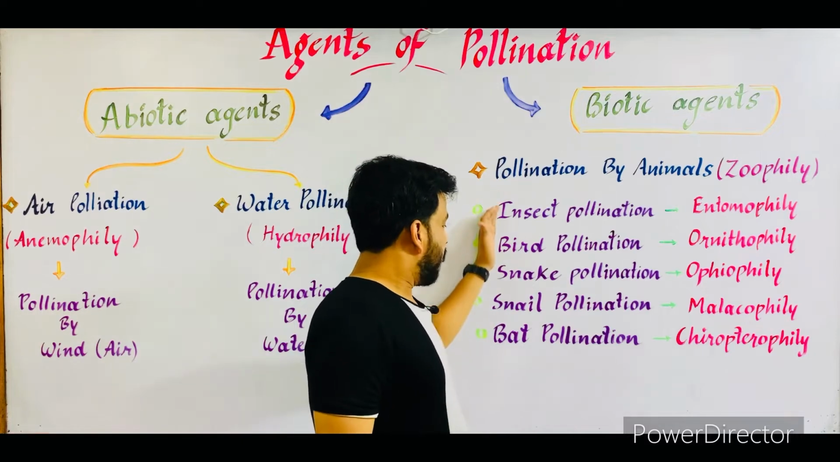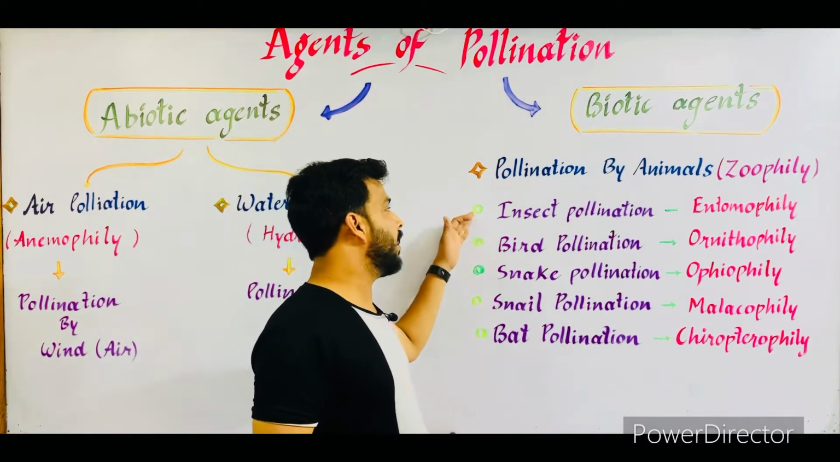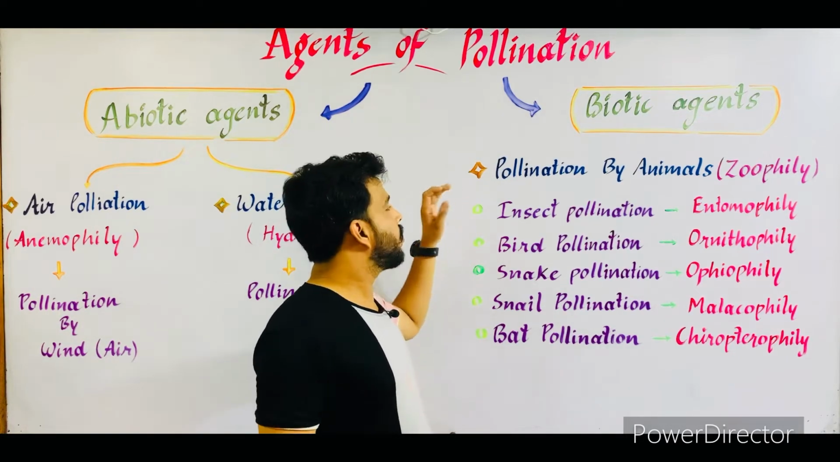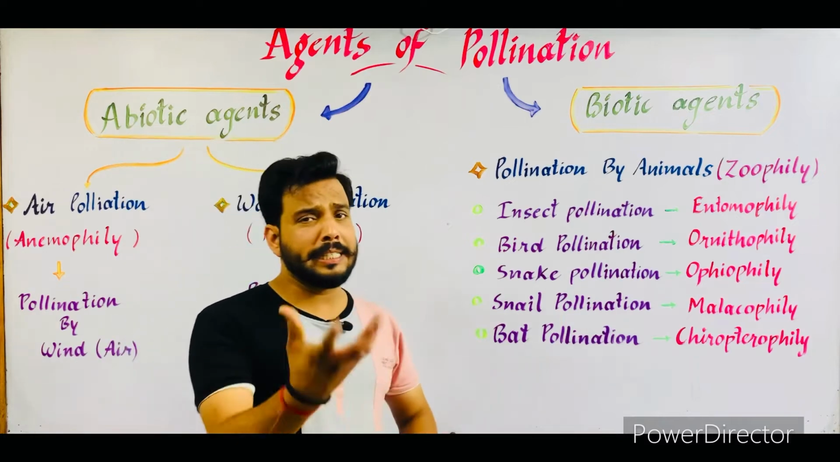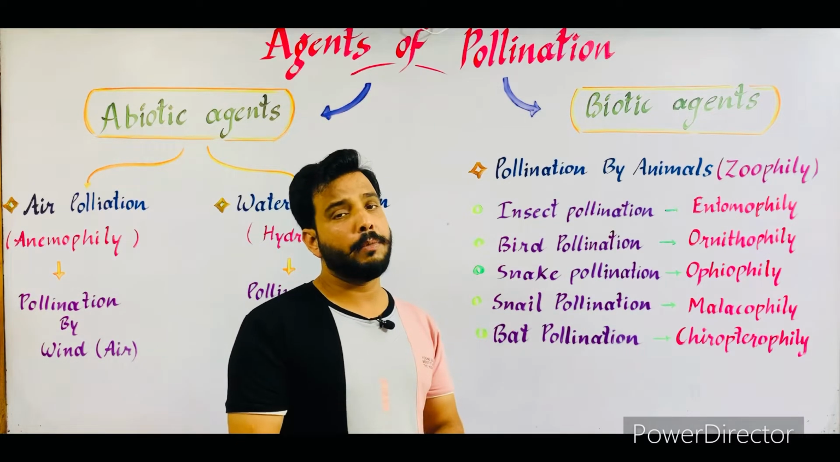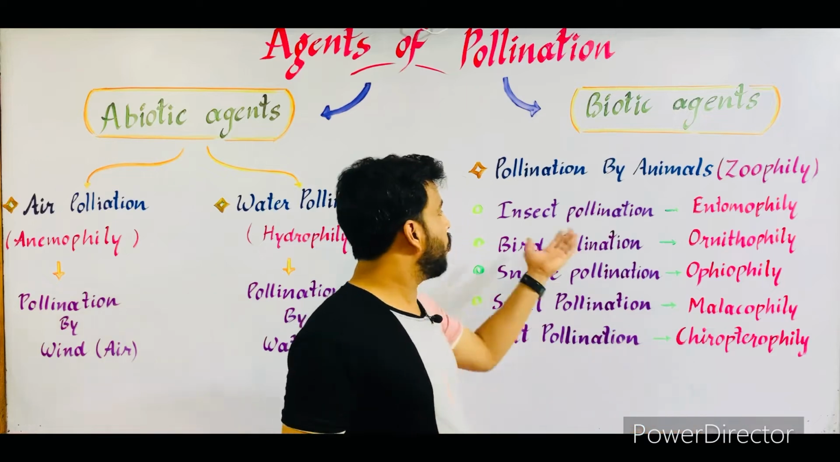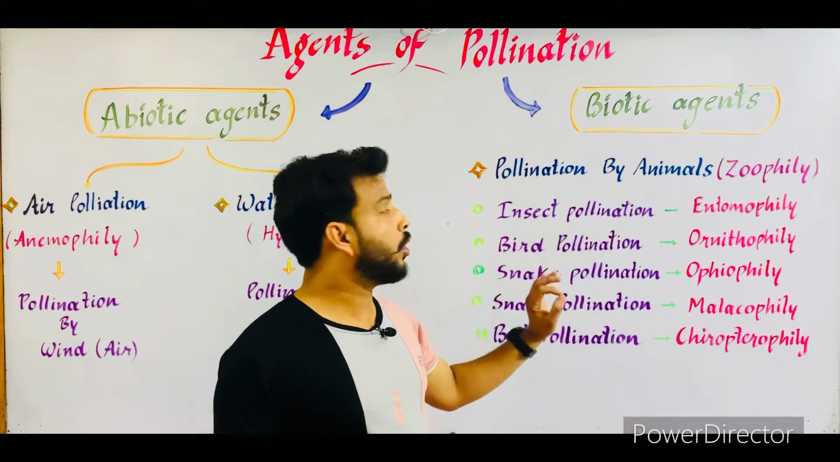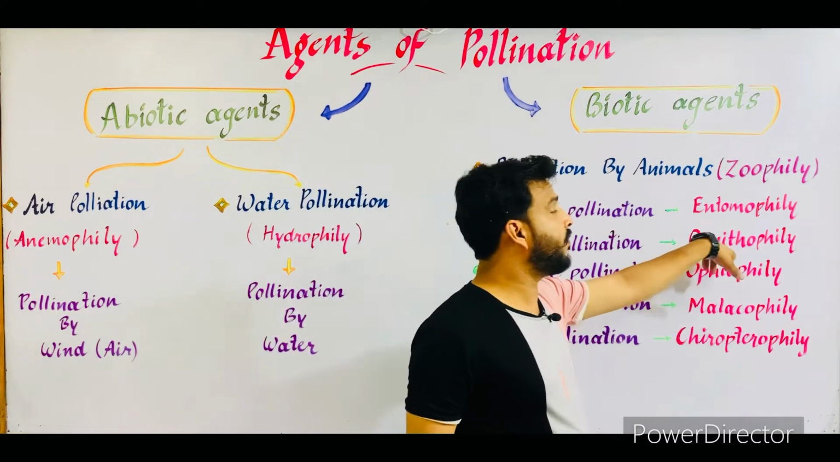So there are several categories of zoophily, or you can say different kinds of zoophily can be seen in nature. The first one is insect pollination. Sometimes insects like butterflies, moths, honeybees, wasps, etc. carry the pollen grain from the anther to the stigma. This type of pollination is known as insect pollination, and the biological term is entomophily.